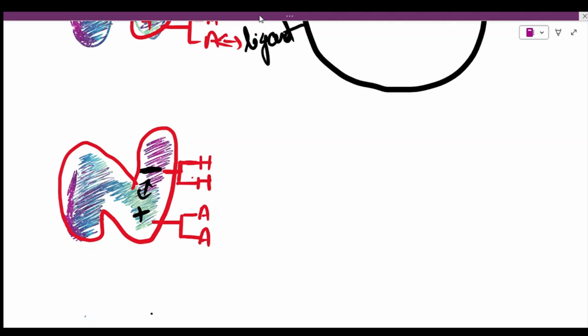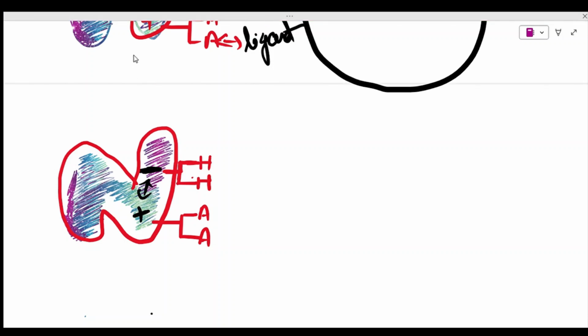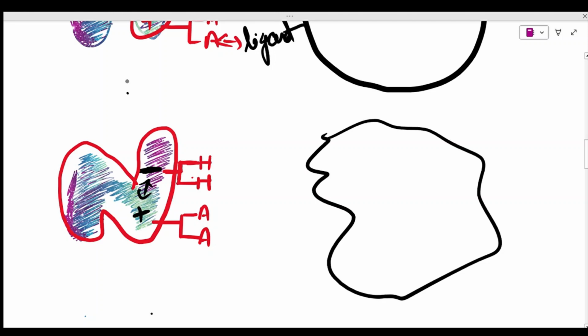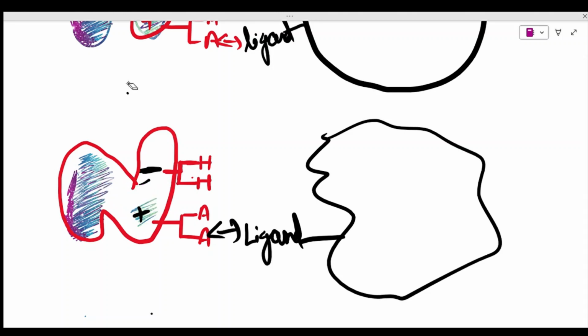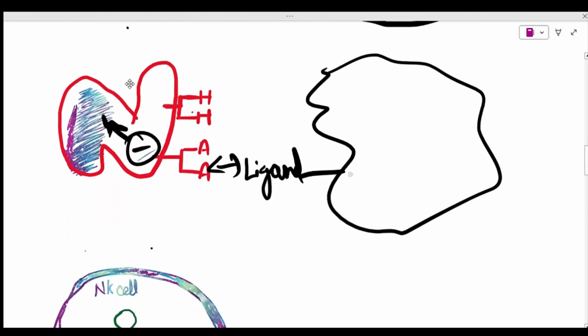While if we talk about the case of distorted cells, let's suppose this is the distorted cell and it will only produce ligand. Now this ligand will interact with the activatory receptor, and it will give a signal to this NK cell, and this will affect it further. So that is the basic difference you can find between these two.